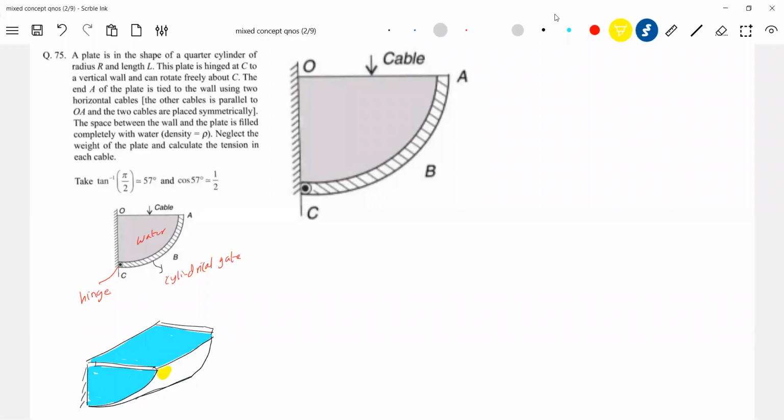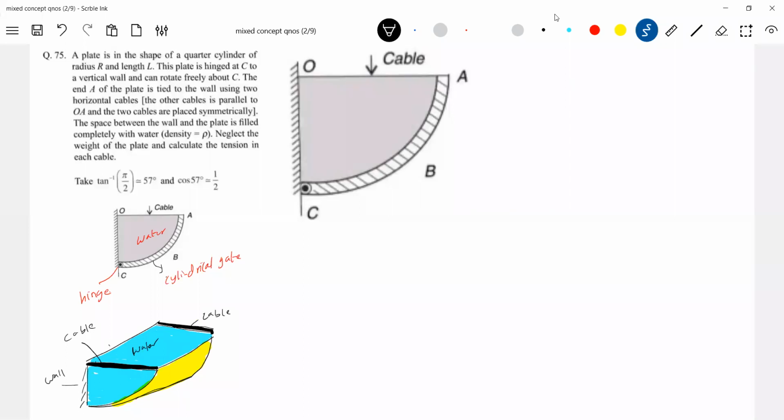And this is the cylindrical gate. So what is the cylindrical gate? It is quarter circular, not solid. It should be hollow. I think the cylindrical gate should be understood. Okay, these are the cables. So this is the wall. At least now manage it.